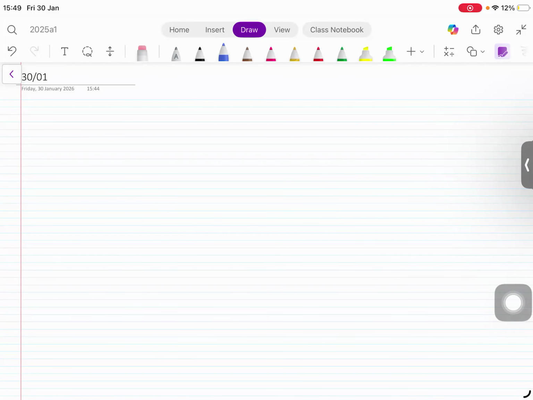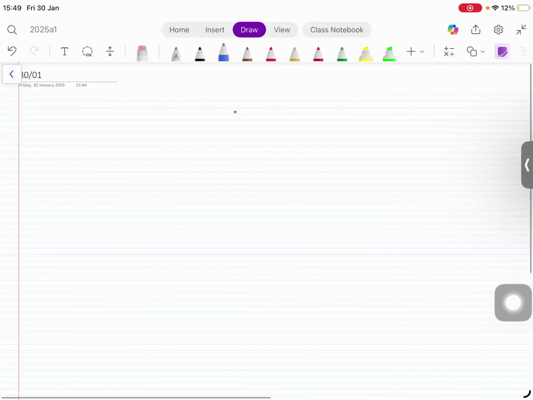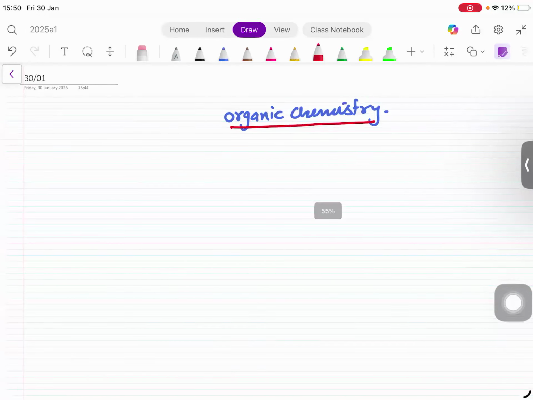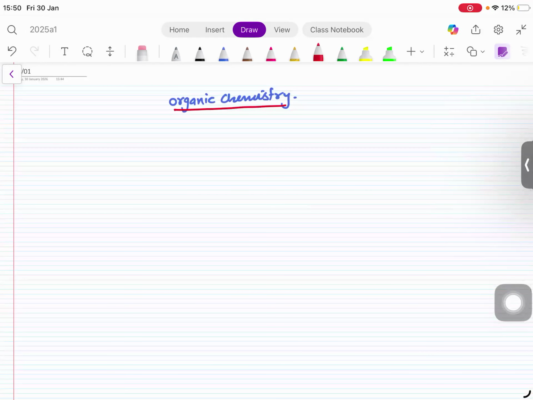We are continuing with organic chemistry. Yesterday we had the naming of the organic compounds, which were alkanes. Today we are continuing with the alkenes and the other functional groups. We'll see how to name them, how to draw the structure.